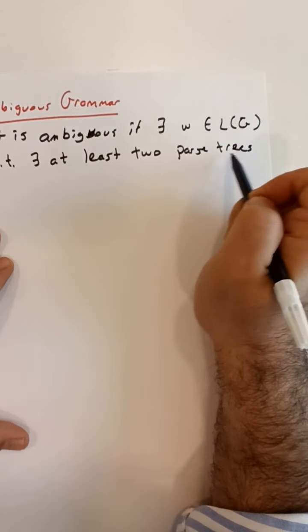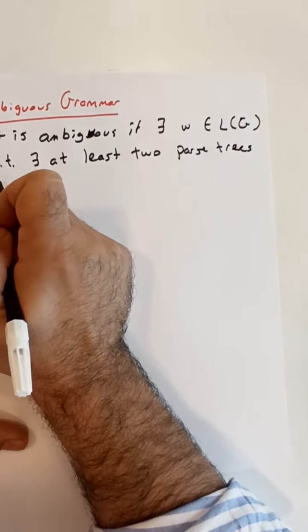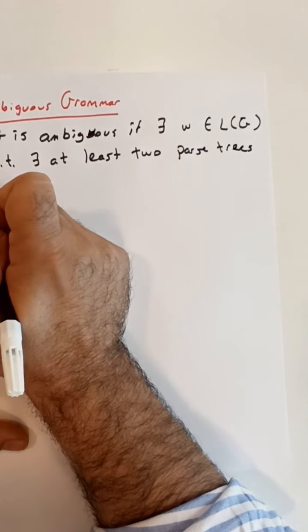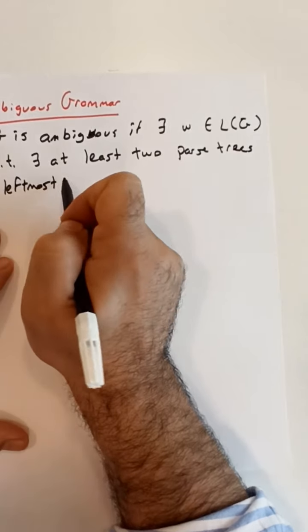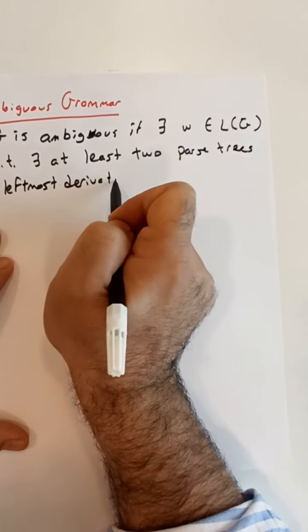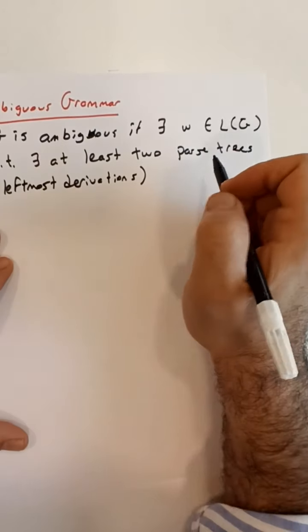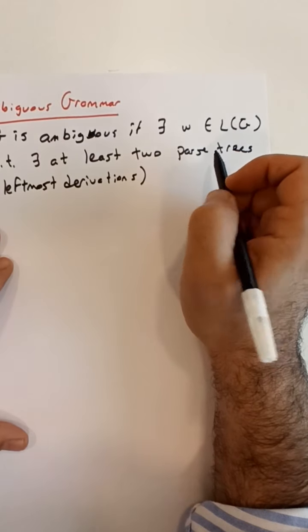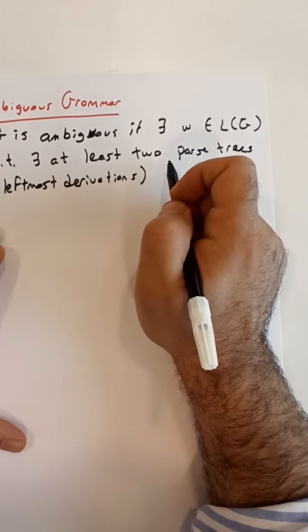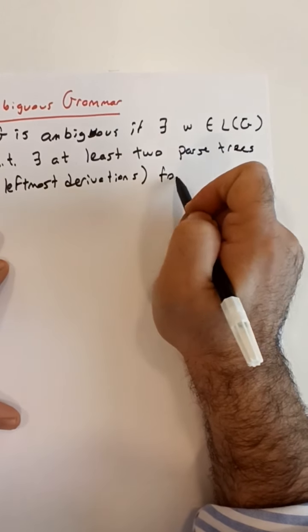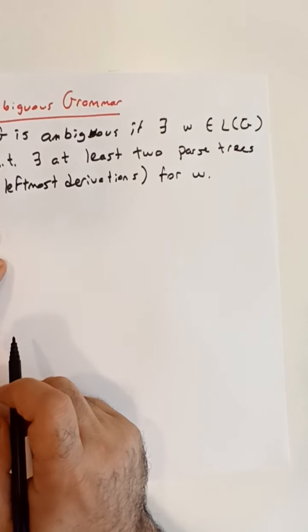Note that we don't have to define parsing simply in terms of parse trees, we can define our derivations in terms of leftmost derivations as well. If there exists at least two different leftmost derivations, or at least two parse trees, for deriving the string w, then we call the grammar G ambiguous.